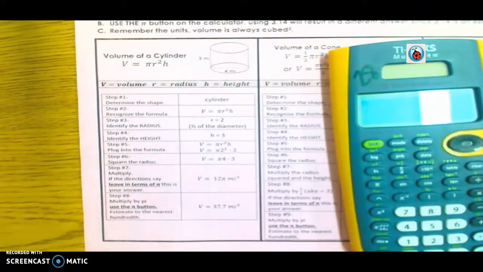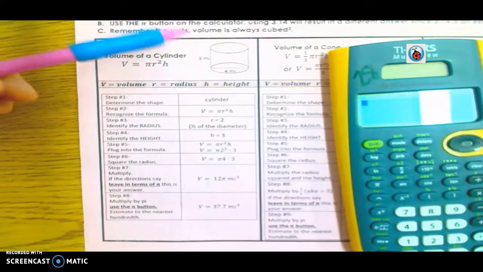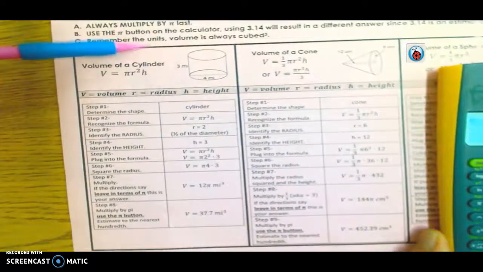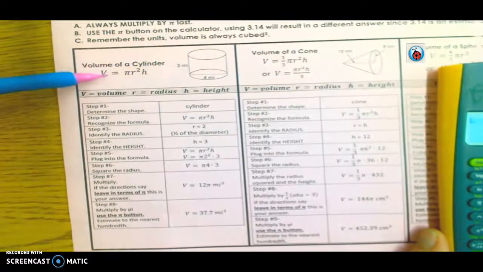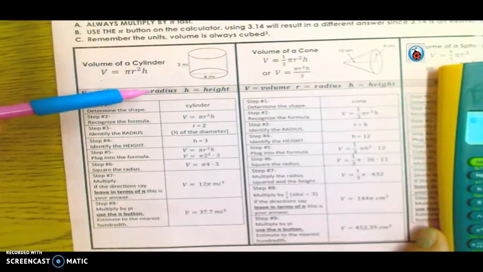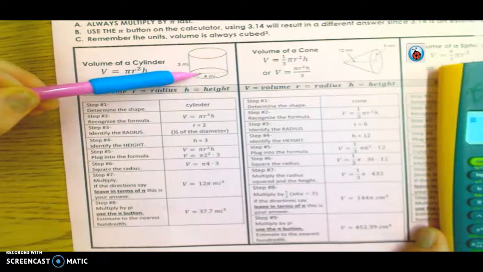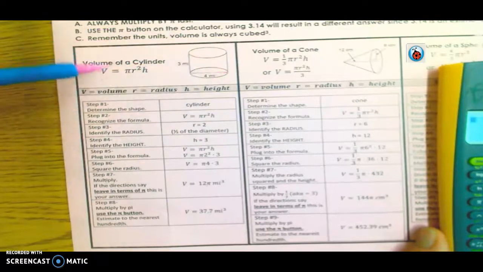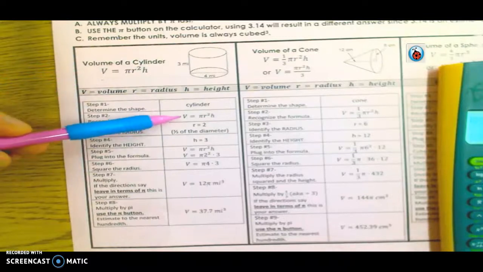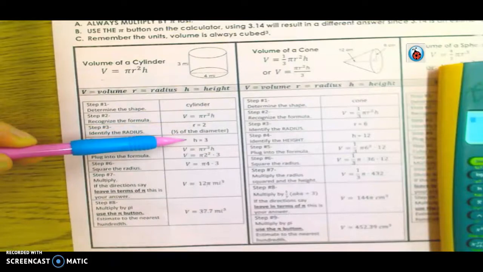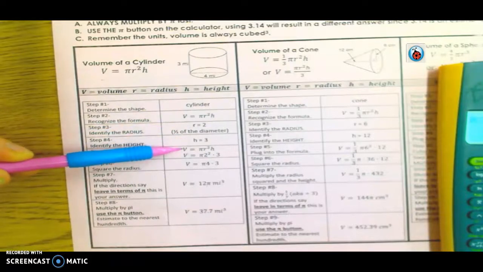All right, and then in geometry, whatever you're doing, you want to take a look at what you've been given and write it down. So if I was given a cylinder, I would write cylinder and I would start with the volume formula. And then I want to identify what I have been given. So I was given the height of 3. I was given a diameter of 4. So I'm going to record all that information down. So there's the formula. The radius is 2 because it's half of the diameter. My height is 3. Start with your formula.